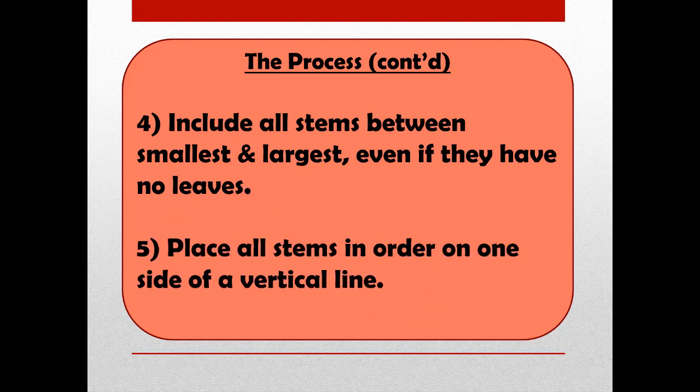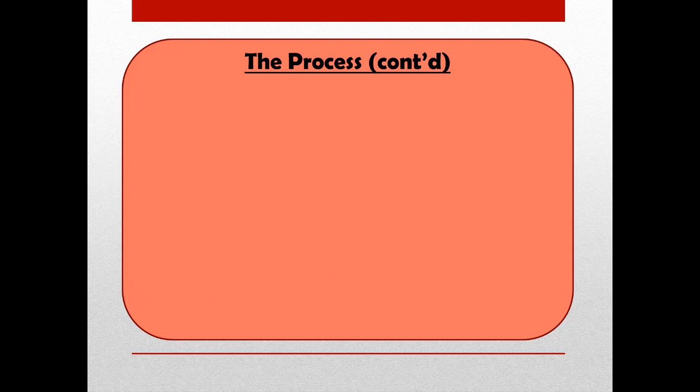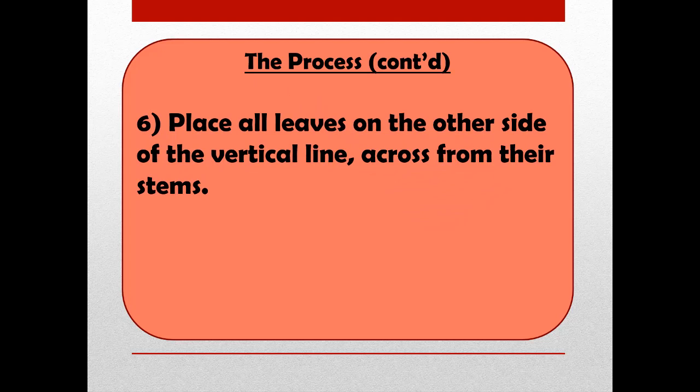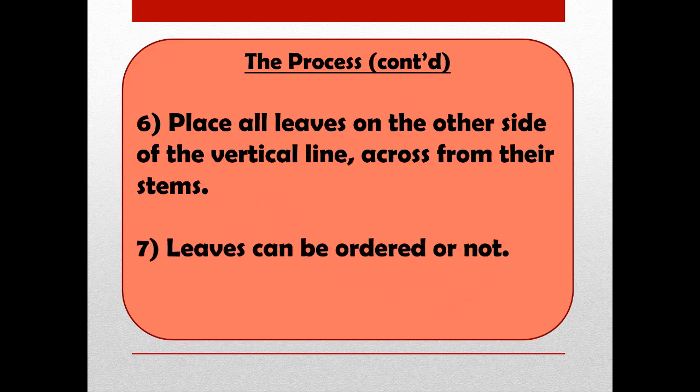And you're going to place all stems in order on one side of a vertical line. Then you place all the leaves on the other side of the vertical line across from their stems, and the leaves can be ordered or not. Now, when you look at a process like this on paper, it all sounds very complicated. A 7-step process, we're splitting numbers, stems, leaves, putting them in certain orders, incorporating stems that don't exist. But in actuality, when you start to do this process, it's pretty straightforward.